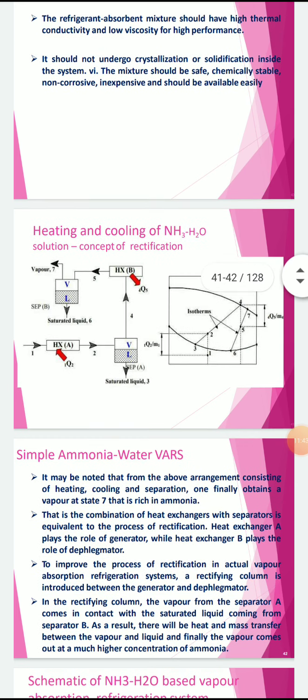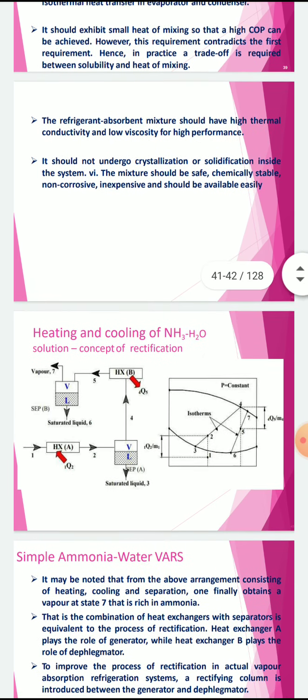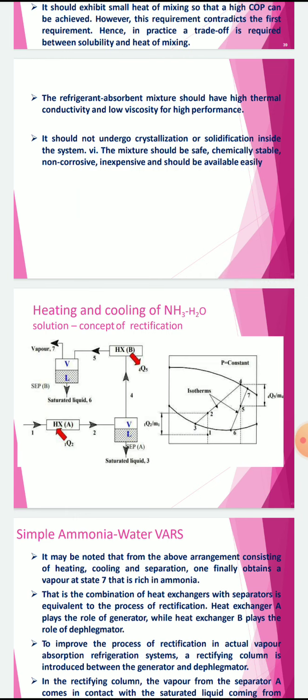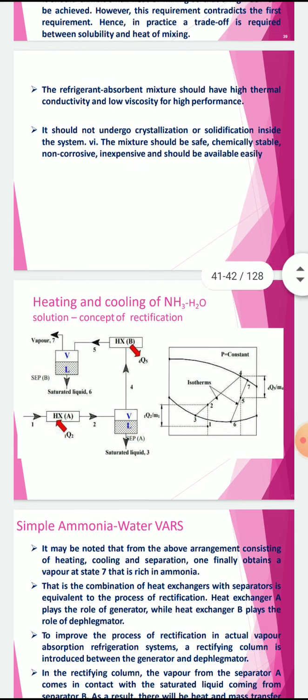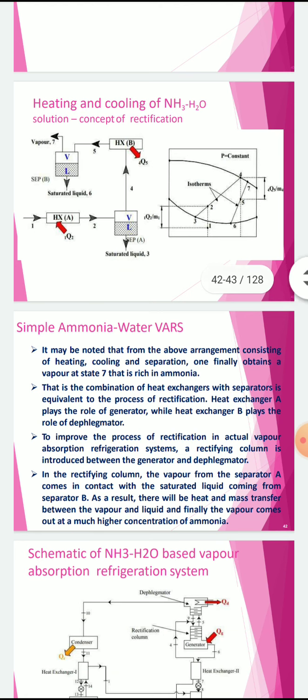Heating and cooling, we have an example for VAR system, a simple ammonia water vapor absorption refrigeration system. In this, it may be noted that from the above arrangement consisting of heating, cooling, separation, one finally obtains a vapor at state 7 that is rich in ammonia. State 7 is rich in ammonia.